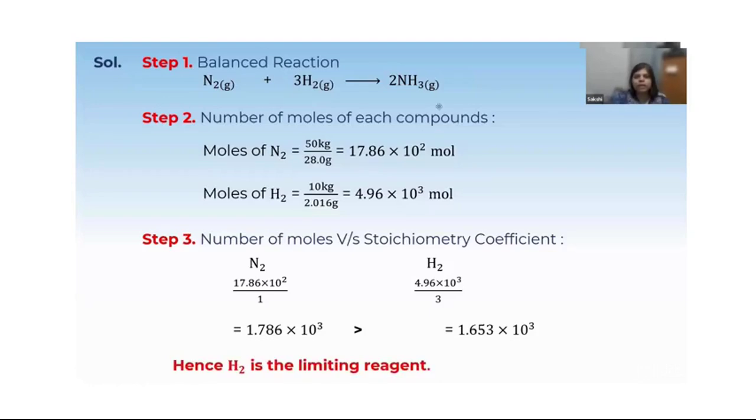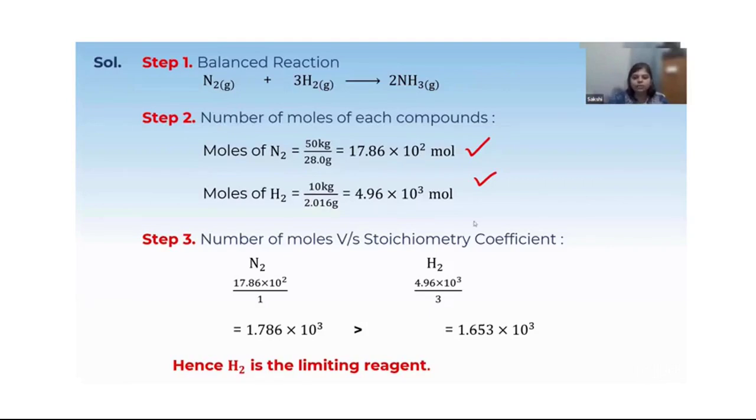We have a balanced equation, nitrogen and hydrogen giving us ammonia. So what is the limiting reagent? Limiting reagent is something that limits the reaction. Let us find out. The weight given to us was 50 kilograms, and the molar mass of N2, now here it is N2, not N, so molar mass is 28 grams. That would give us 17.86 moles, and moles of hydrogen are 4.96.